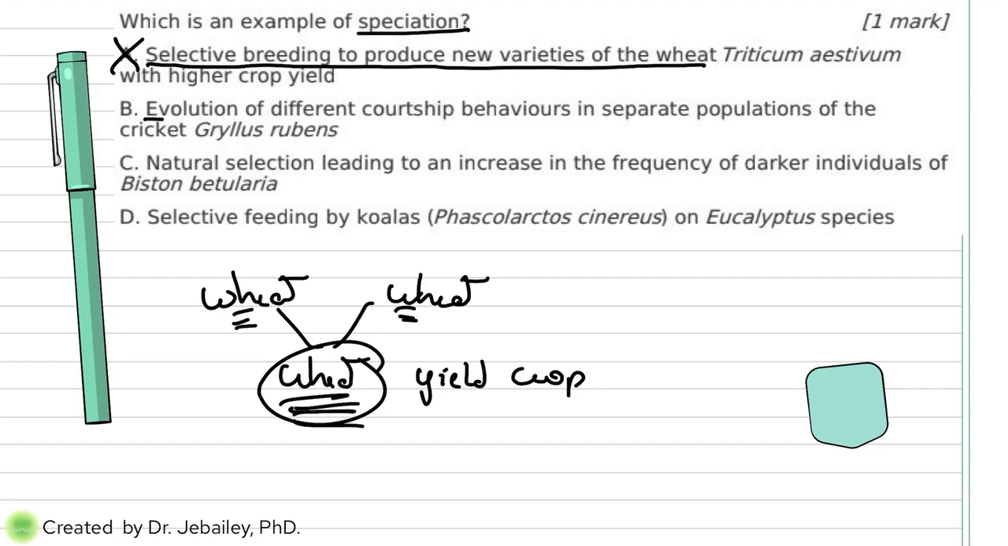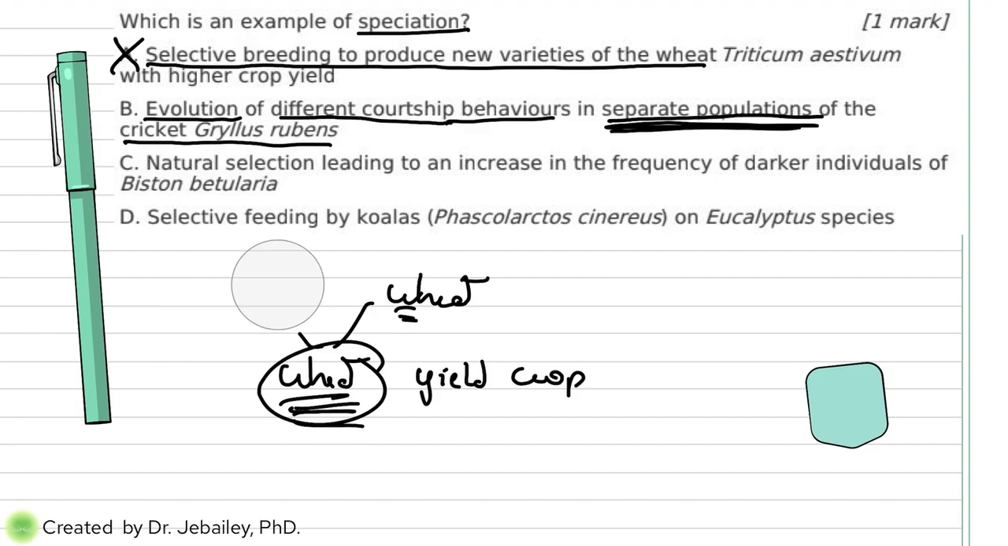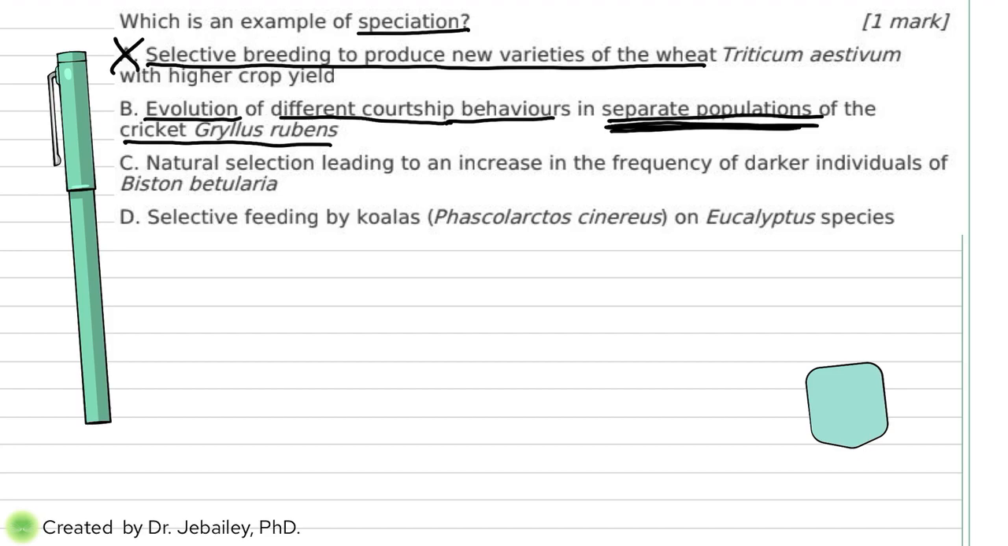Here it says the evolution of different courtship behaviors in a separate population of crickets Glarus rubens. So here we have different courtship behaviors of a separate population. This part right here, separate population, is already a big important thing because we're talking about two different types of populations.